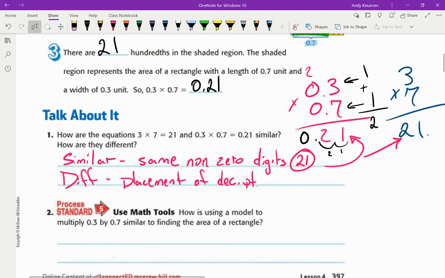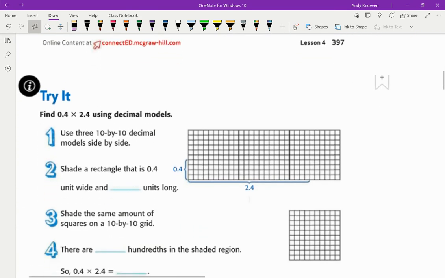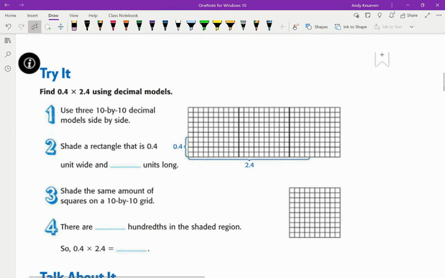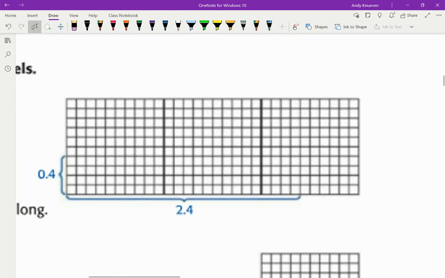All right. So let's look at another one here. Let's jump down to the second example. So 4/10 times 2.4, 2 and 4/10. So again, we're going to use this model here. And so I'm going to use my yellow and I'm going to shade 4/10. Now that means I'm going to shade everything down here, right? So I'm going all the way across everything.